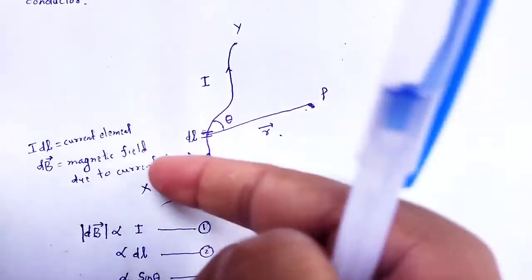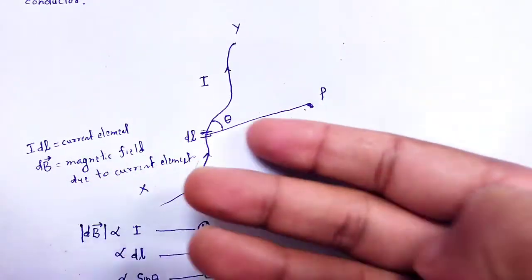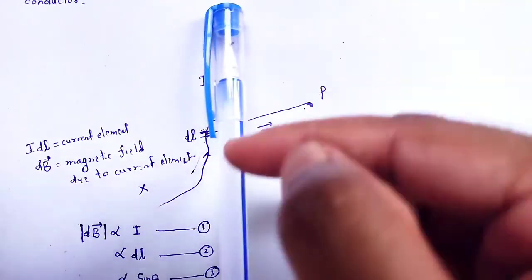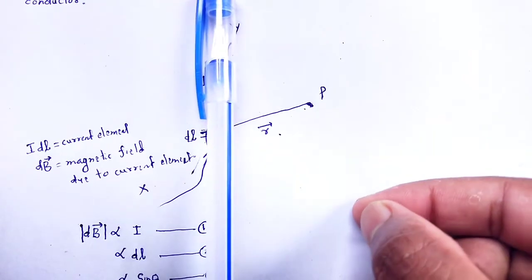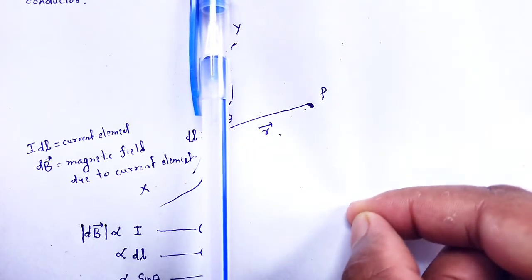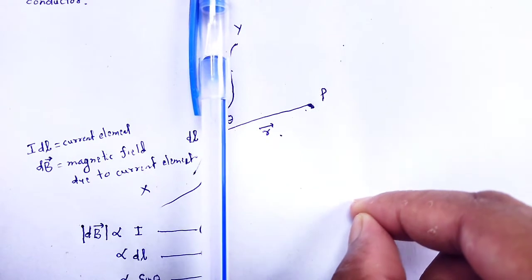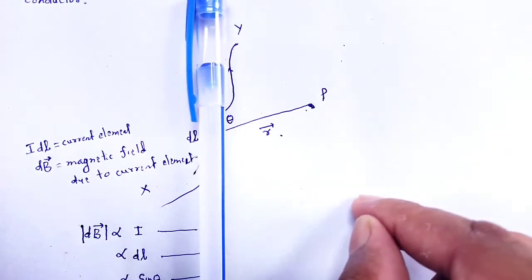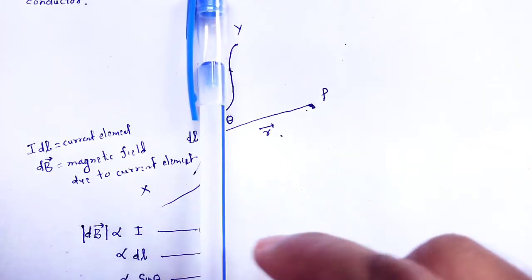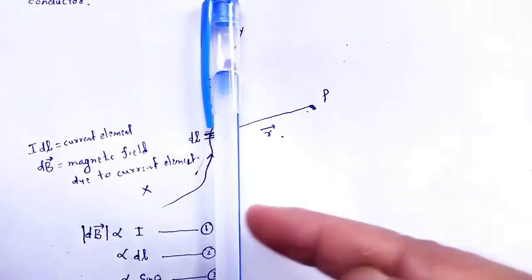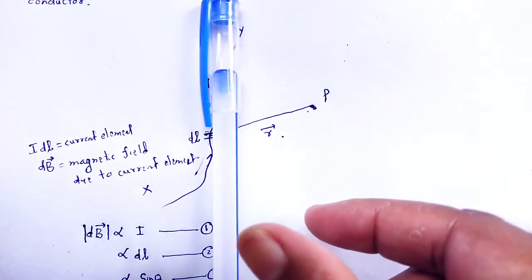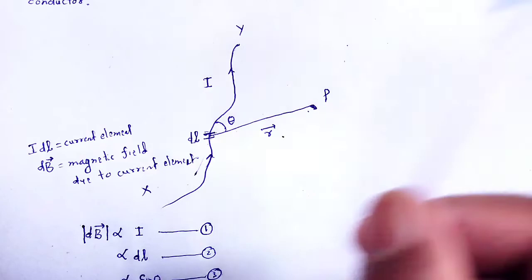If that is the current carrying wire and we measure the magnetic field intensity at that point, this is the perpendicular distance. So for the plane passing through this section, the magnetic field strength is maximum here.